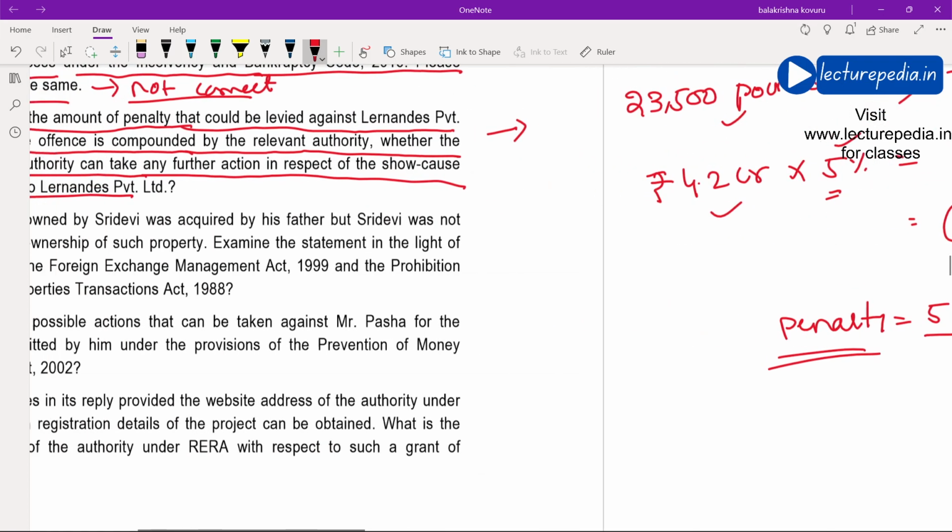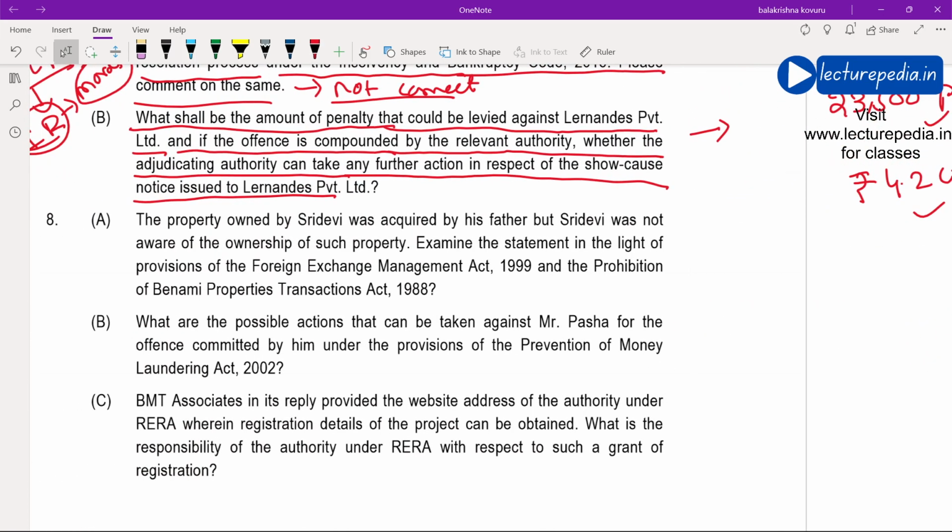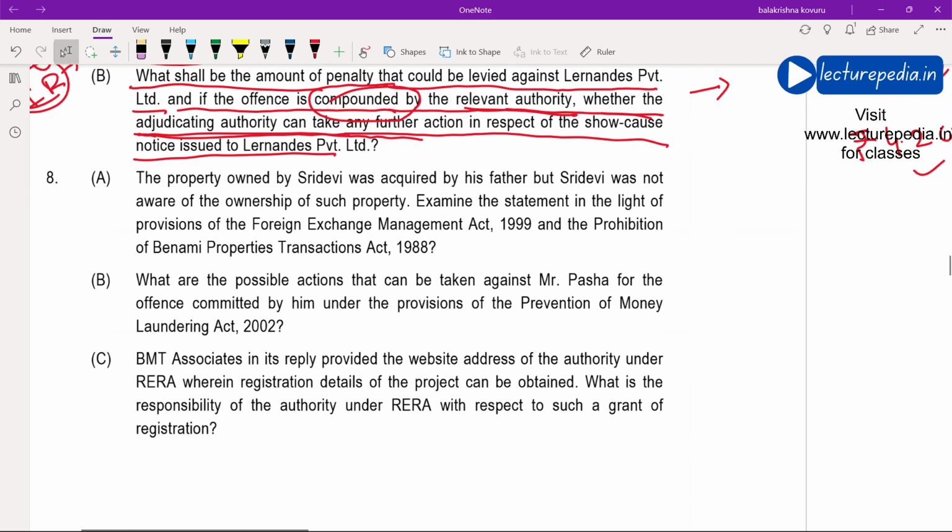Now the second question that he asks is, if the offense is compounded by the relevant authority, whether the adjudicating authority can take any further action. See, once the offense is compounded, then no further action can be taken against the offense which has been compounded. Hope that is clear. Next question.